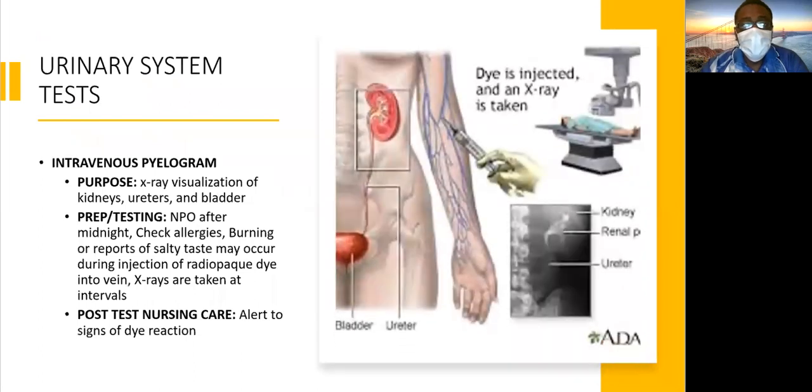Okay, we can also carry out an intravenous pyelogram as part of our urinary system tests. This provides X-ray visualization of the kidneys, ureters, and bladder. We also carry out bowel preparation. The patient would be kept nil per oral after midnight. Again, you want to check for allergies to shellfish or iodine or chocolate or egg or milk.